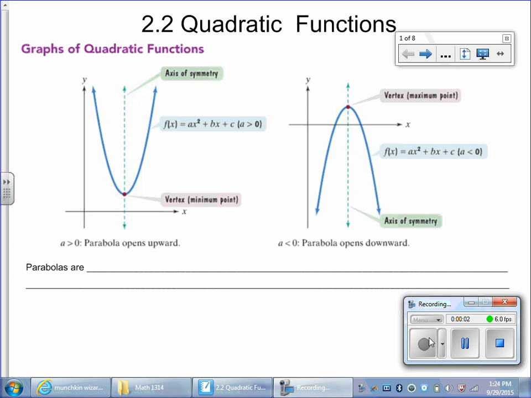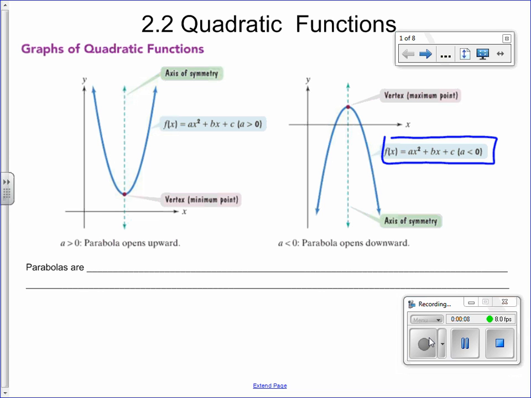In this video, we'll cover section 2.2, quadratic functions. We're going to start looking at two forms of the quadratic equation, and the first one, we're going to refer to as the general form.